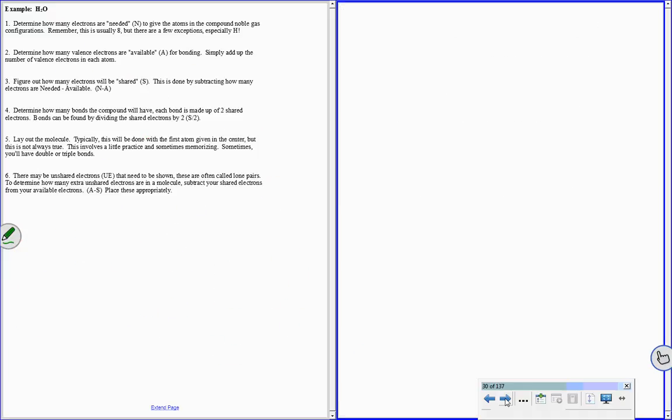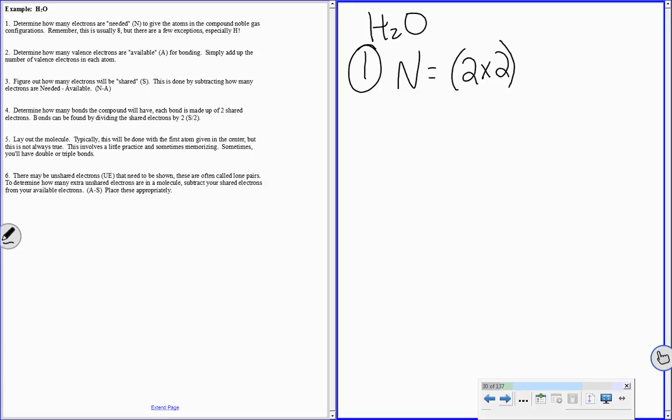We want to do the same thing for water. First, we would do our needed. I picked water because it's got hydrogen in it. I have 2 hydrogens, and each of them can only fit 2, so hydrogen's an exception to that rule of 8. And I have 1 oxygen, which can fit 8 valence electrons. So I need to show a total of 12 valence electrons in my picture.